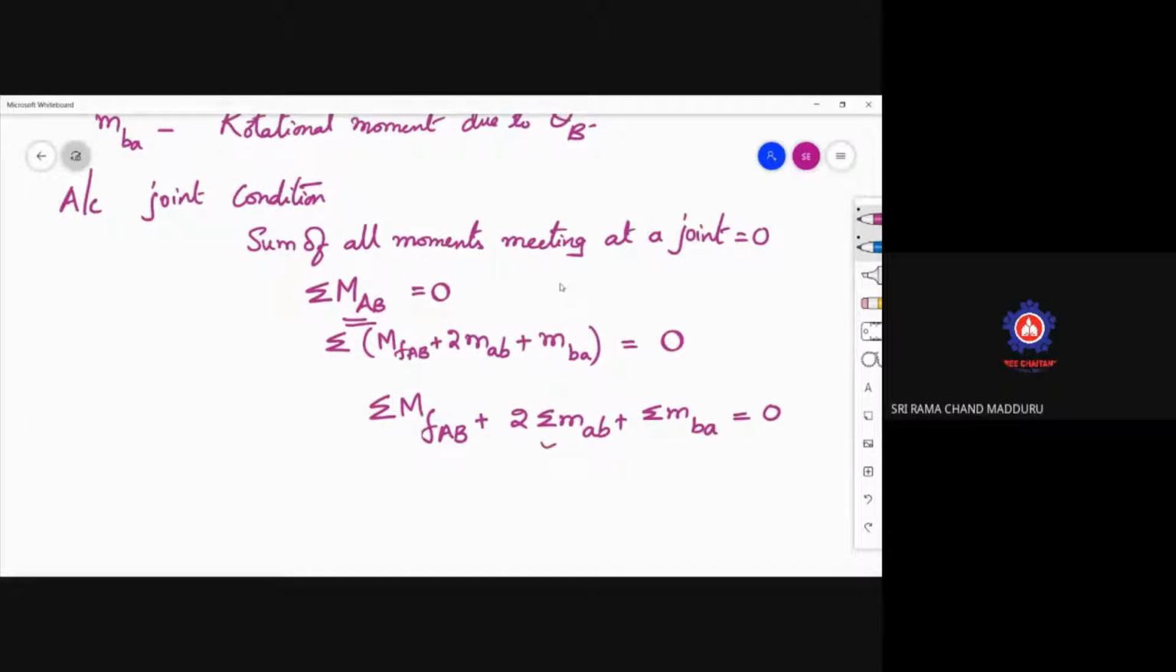So here I will just take this rotational moment sigma MAB. Sigma MAB is nothing but the remaining terms, they will come to this side: sigma MFAB plus sigma MBA, which is multiplied with minus half. So sigma MAB is equal to minus half of sigma capital MFAB plus sigma small MBA.